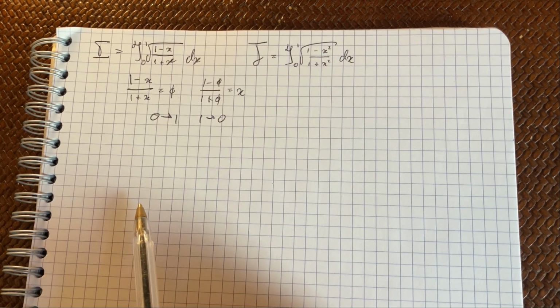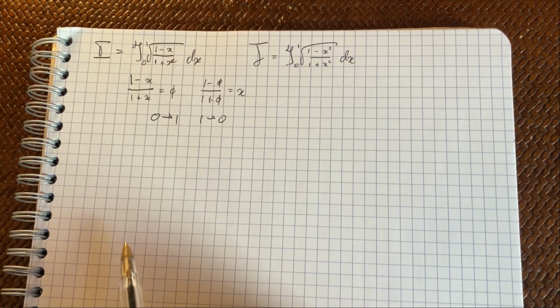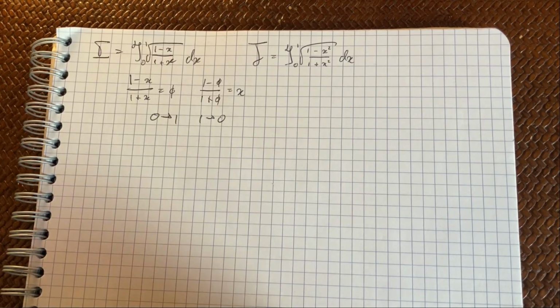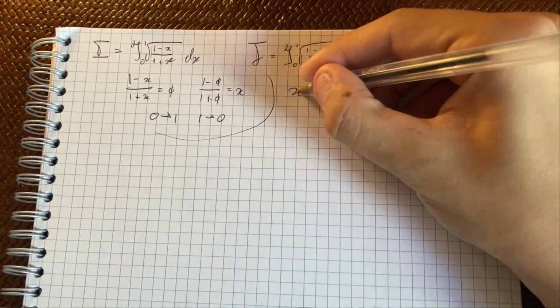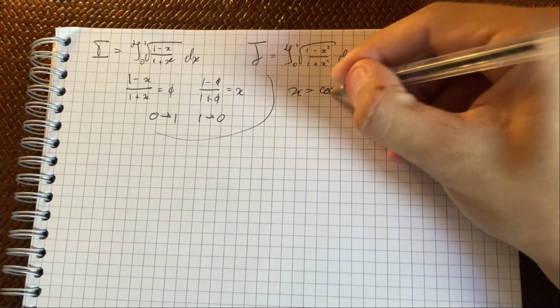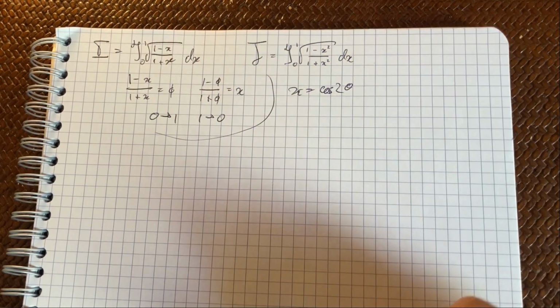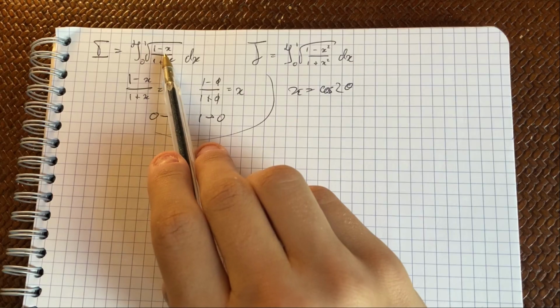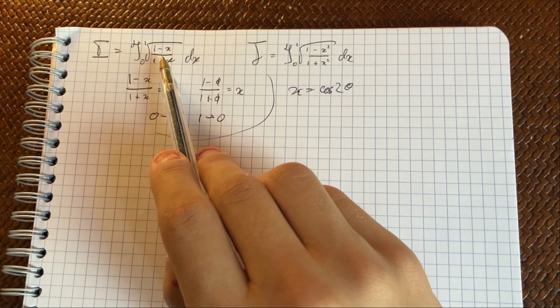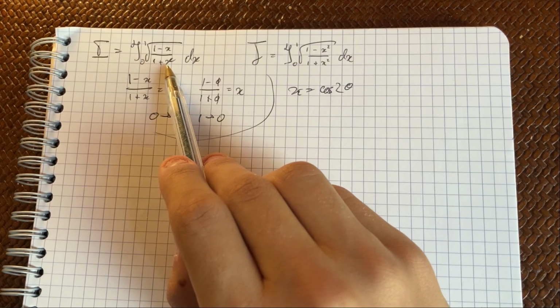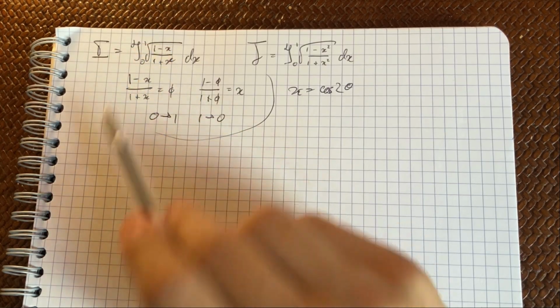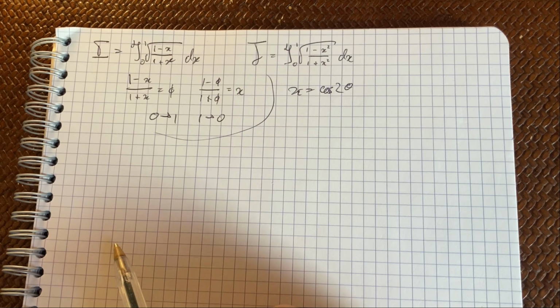So we may think about something else. Usually in this kind of case, a trigonometric substitution may help us, because if you let x be equal, for example, to cosine of 2 theta, then 1 minus x is somehow easy to write, and 1 plus x is as well easy to write. And even with the square root, it is very useful.